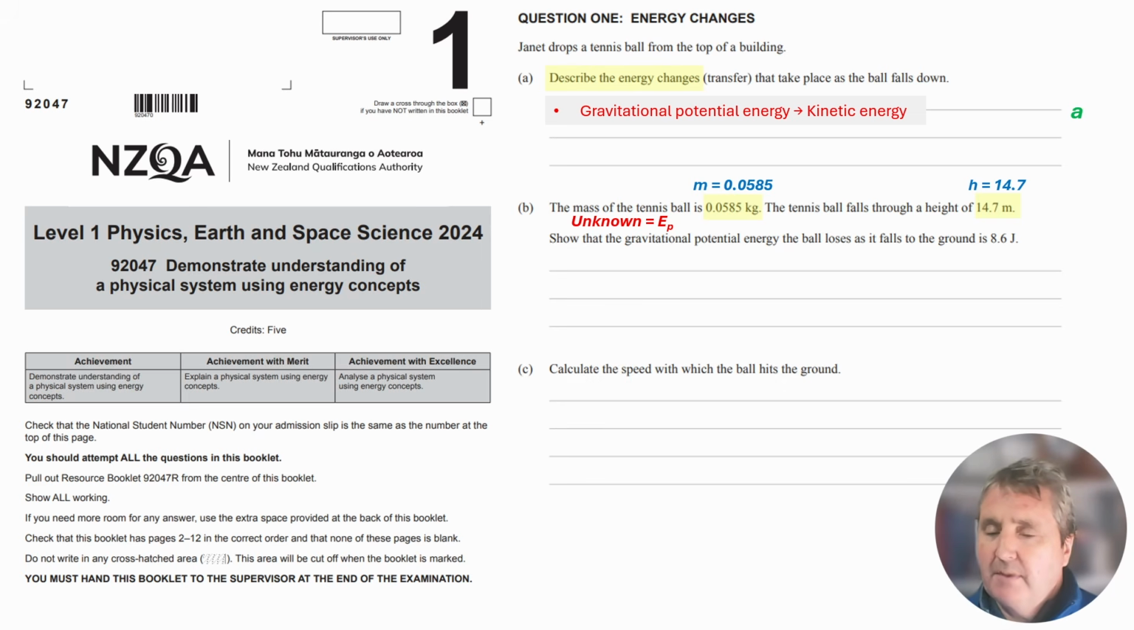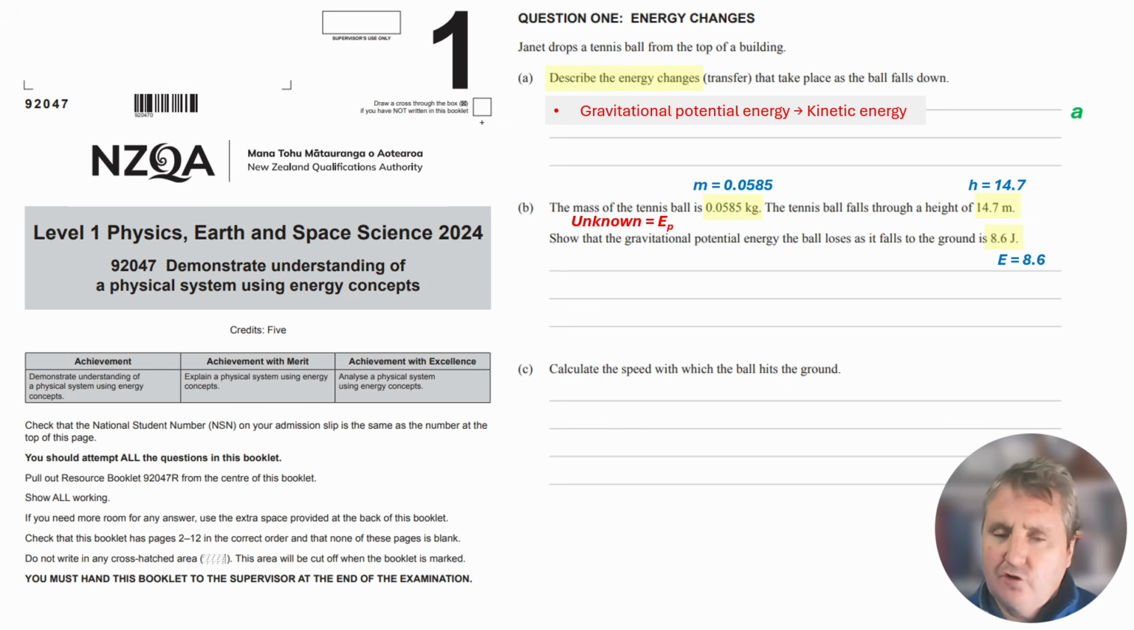Show that the gravitational potential energy the ball loses as it falls is 8.6 joules. So that means they've given us the answer, 8.6 joules, but they want us to find the gravitational potential energy. So we go to our resource sheet and find the equation that has height, mass, potential energy. It's also going to have the other bit of data we might use, g, the acceleration due to gravity, which is 10. So we know the answer is going to be 8.6.